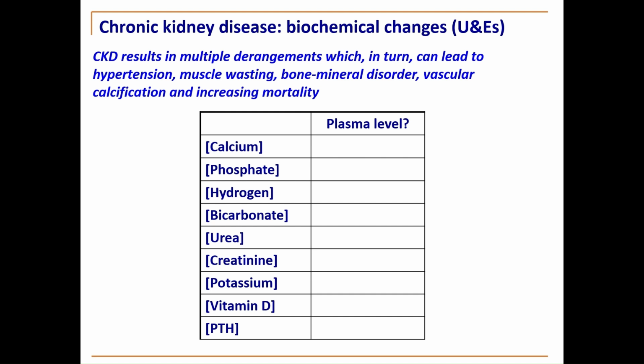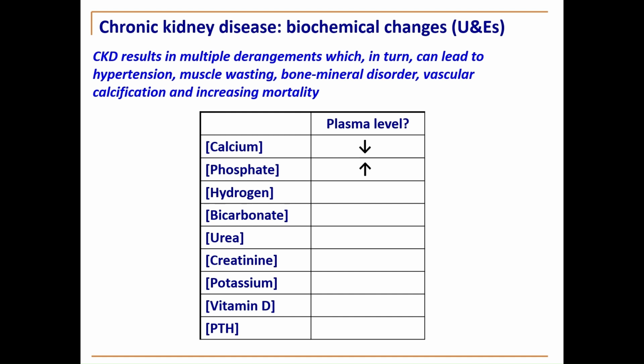Okay, so we'll start with calcium. What happens to calcium? Calcium starts to reduce. And that is because vitamin D is activated in the kidneys by parathyroid hormone. Kidneys aren't working as well. Therefore, not as much vitamin D is activated. Therefore, less vitamin D is produced. And if less vitamin D is produced, there is less calcium absorption in the gut, because that's what vitamin D does. It absorbs calcium in the GI tract. So calcium goes down.